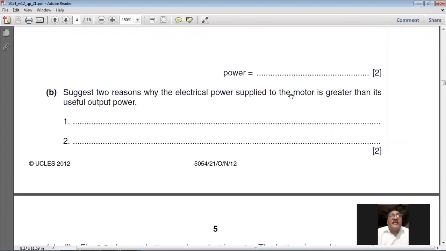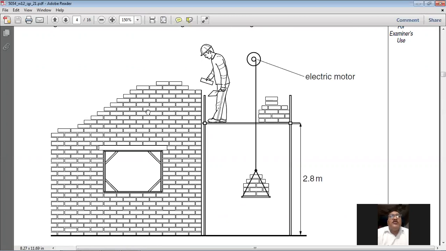Now, give 2 reasons why the electric power supply to the motor is greater than its useful output power. The electric power you provided will be greater than the power the motor shows by doing the work. Obviously, input power is always greater. The reason could be different. You see here, the motor has to lift the weight of this platform. The motor has to lift the weight of the rope also. There may be friction in the axle of the electric motor.